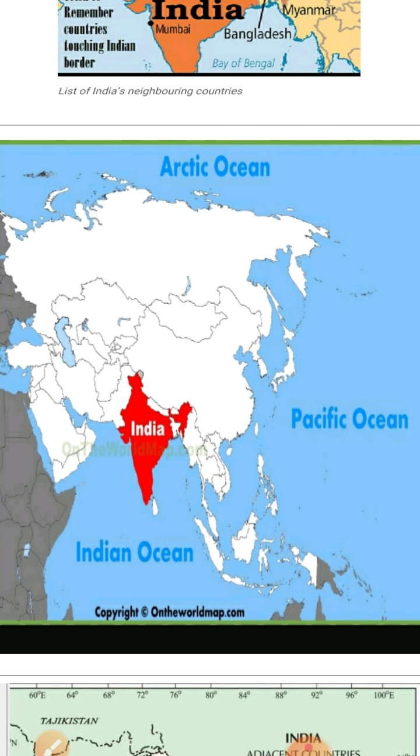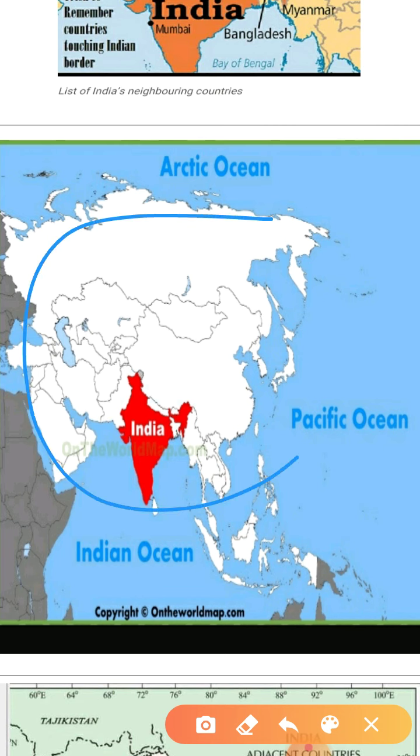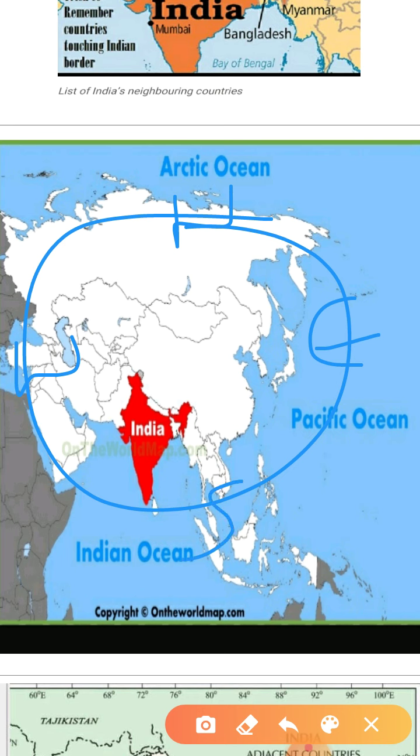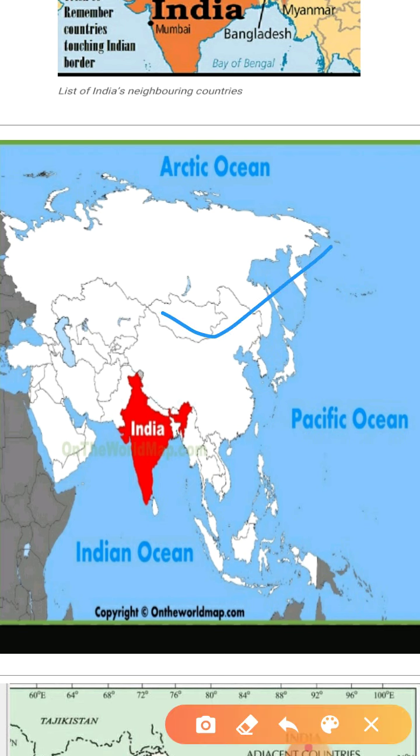As you can see, India is located in the south central part. You can see this is the entire Asia, and the east direction, west direction, north direction and south. So basically it is in the south direction and in the central part. India is located in the south central part of the continent of Asia.